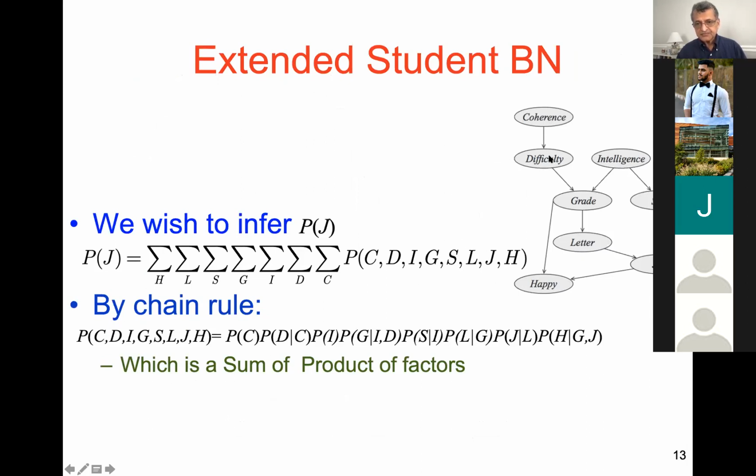And that Bayesian network in this discussion gets extended occasionally. It has difficulty preceded by coherence, and then grade influences happiness, and letter influences job offer, and job offer influences happiness, and so on. Supposing we wish to infer the probability of J, because this encodes the entire joint probability distribution, which is C, D, I, G, S, L, J, H, one can marginalize over all the other variables and sum over them, and that gives you the exact distribution of P of J for each setting of the value of J.